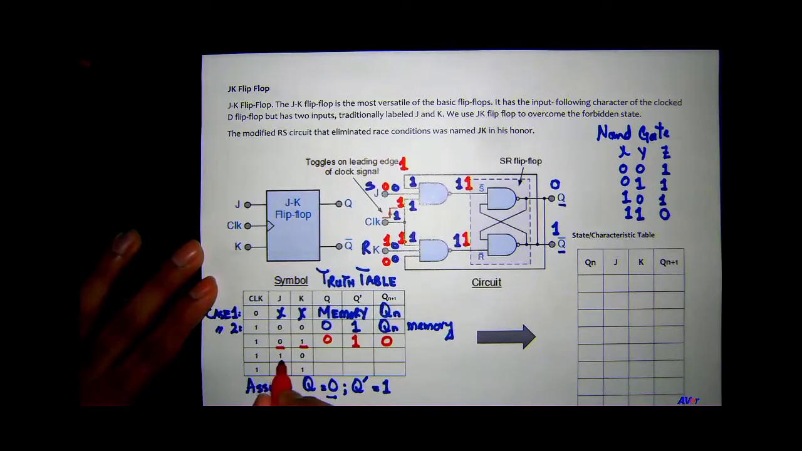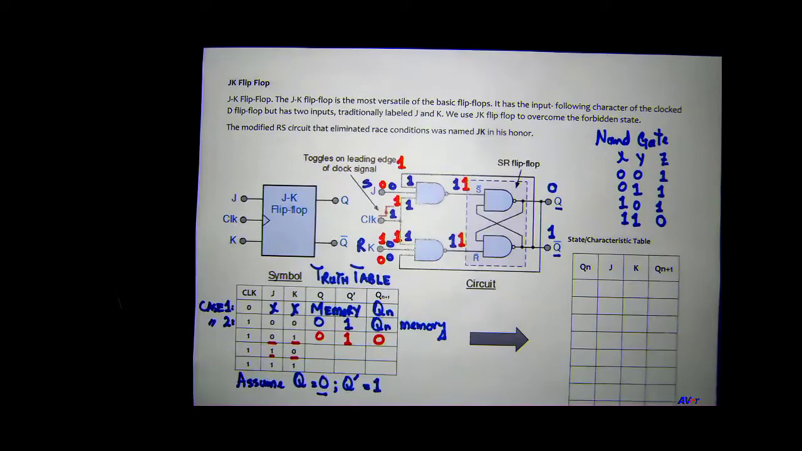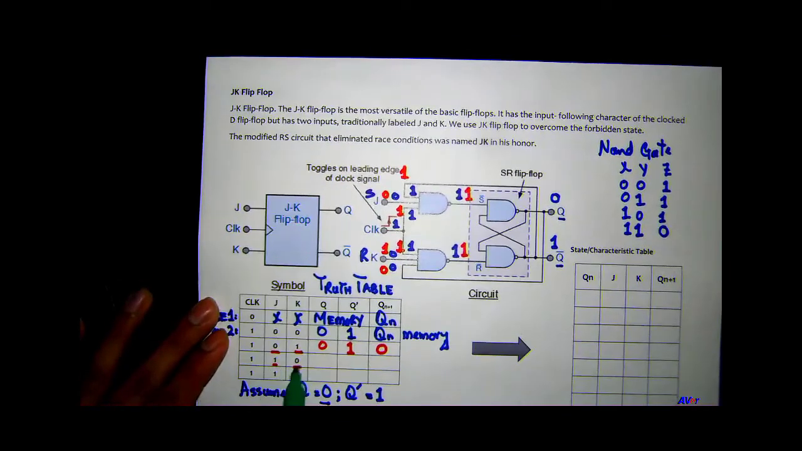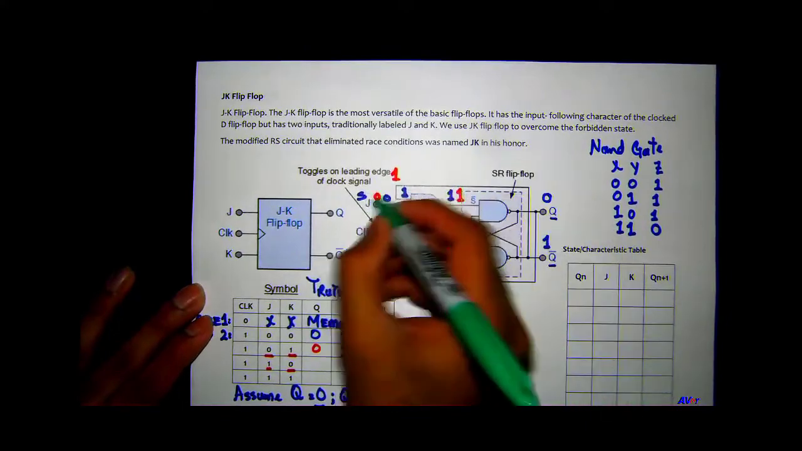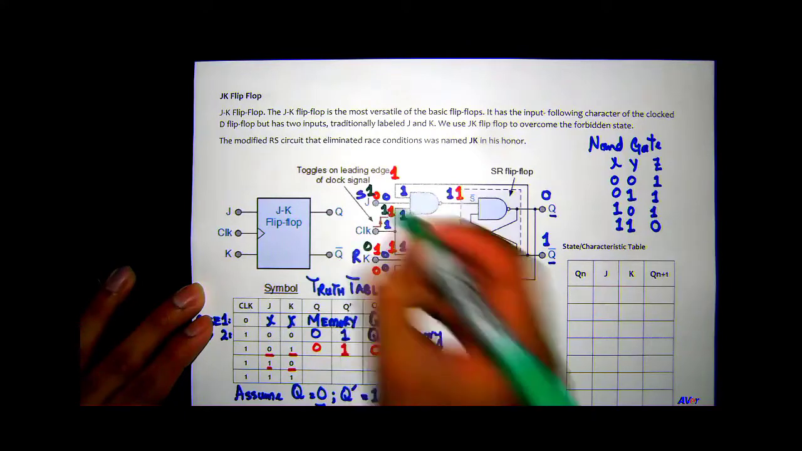Now moving on to J being 1 and K being 0. Let me change the color. The reason I have set this to 0 is because even if the previous states were 1 and 0, and you can try that combination, you'll still get 0 here, okay? Moving on to J being 1 and K equal to 0, so J is going to be 1 this time, K is going to be 0, clock is 1.